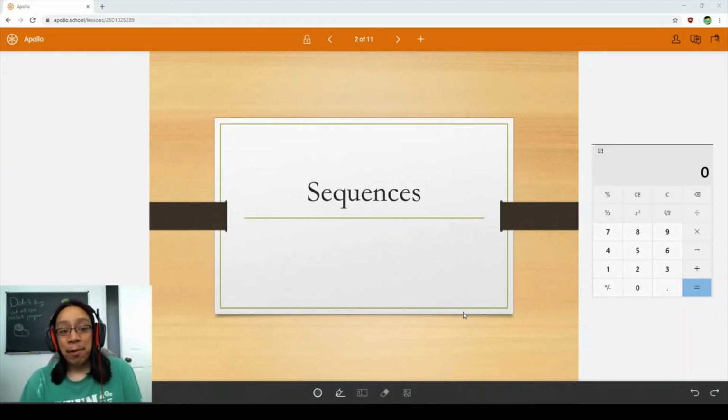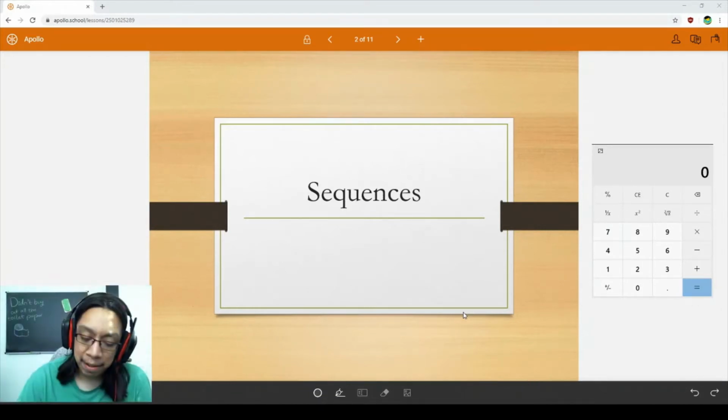Today we'll be going over the first section of our new chapter that's dealing with sequences. This entire chapter will contain 4 sections, and today we're just going to learn the basics and the fundamentals about what sequences are and the types of sequences that we're going to see in this chapter. So let's go ahead and get started.